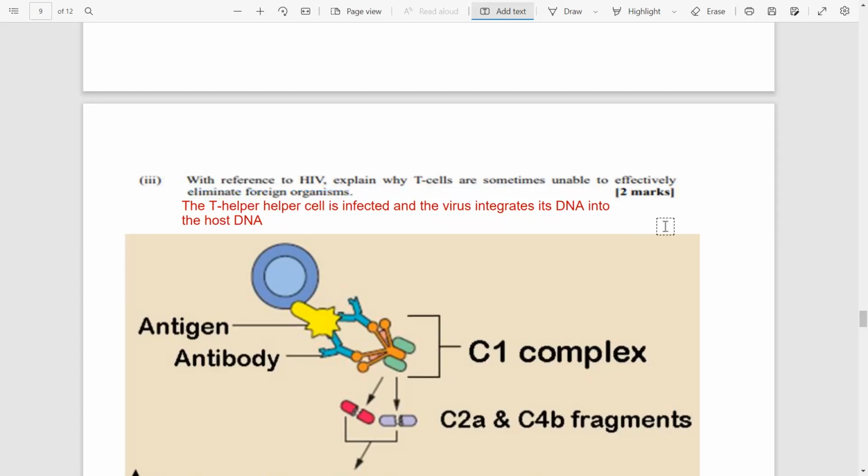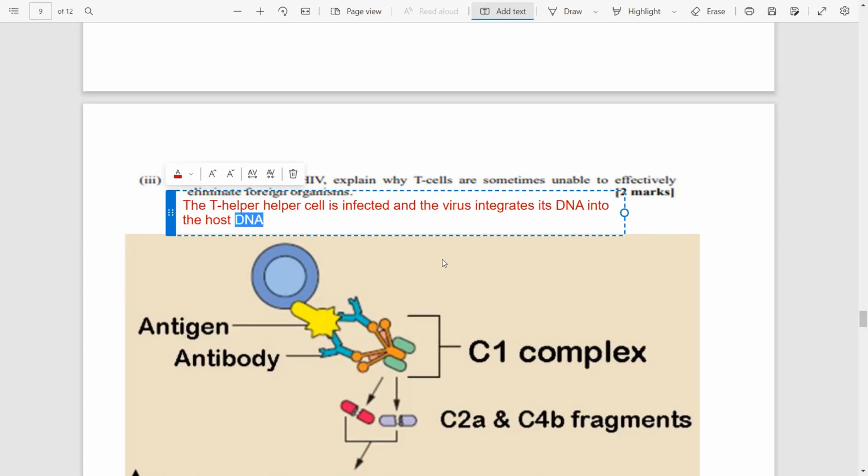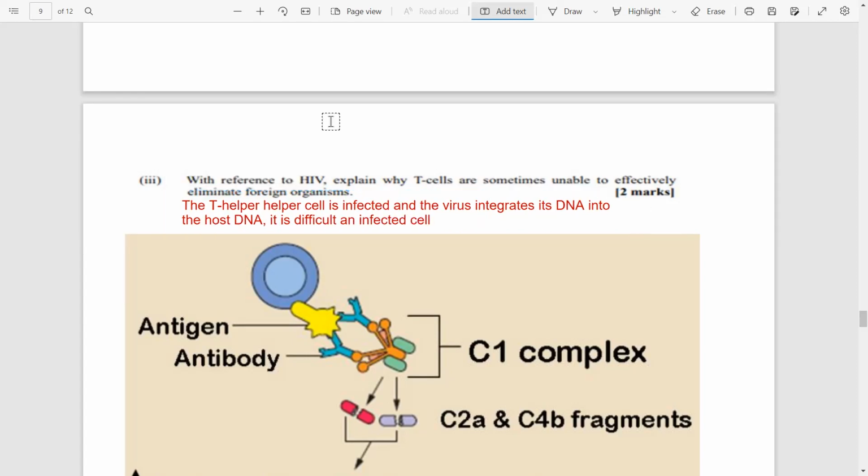So that's going to be a challenge because your T helper cell has become compromised, plus the virus has inserted its DNA, right? So it is difficult to detect the infected cell because it's not like the virus is actually doing anything a lot of the times. It's just dormant. So sometimes it escapes the immune system. It's not detected.